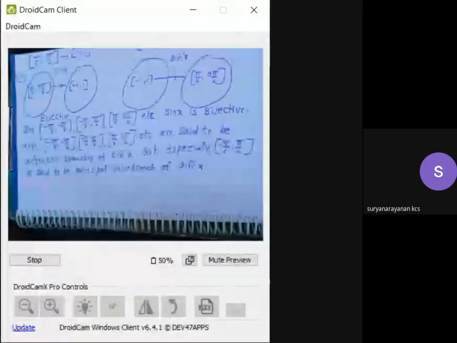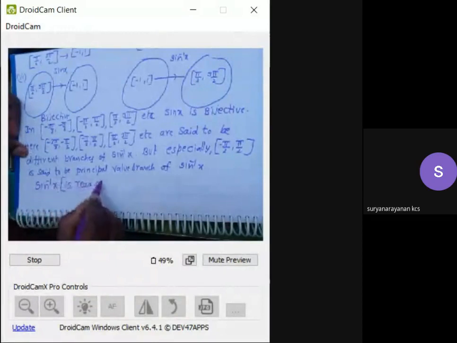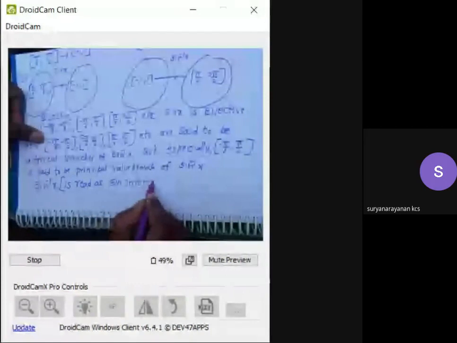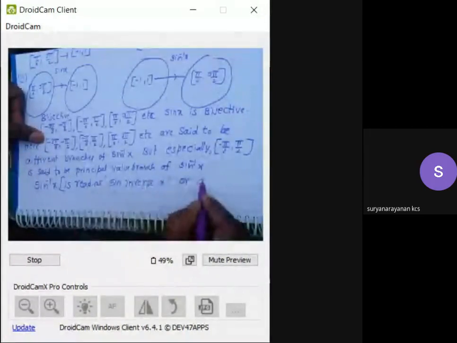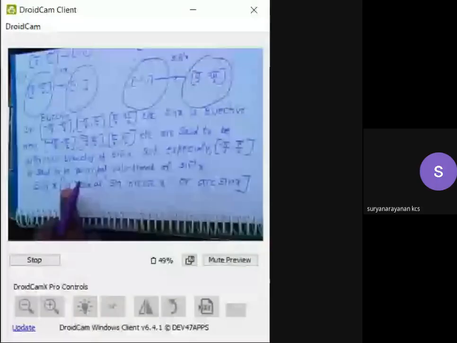Here, please note that the symbol is written as sine inverse x or arc sine x. All of you remember this sentence. The symbol is read as sine inverse x or arc sine x.